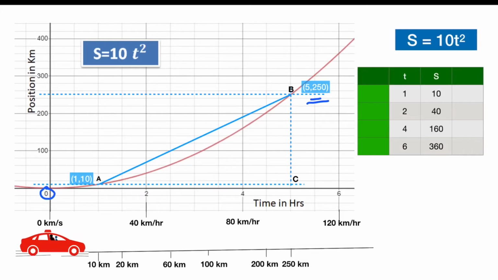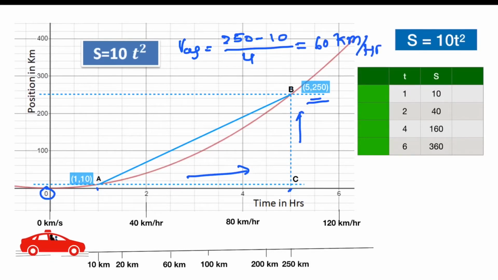So we know the average speed or velocity between point A and point B can be found out by rise upon run. So here the average velocity: rise is 250 minus 10 and the run is 5 hours minus 1 hour. So this is 240 by 4, which comes out to 60 km per hour. So we know the average speed between points A and B is 60 km per hour. What does that mean? It means if the car travels with a constant speed of 60 km per hour, it will take 4 hours to cover 240 km.